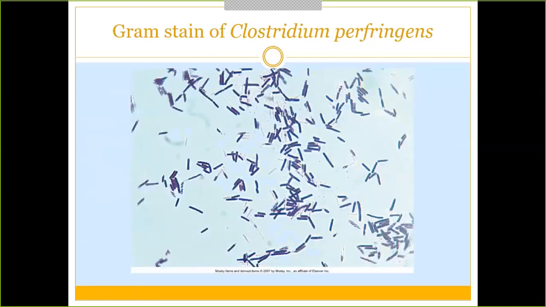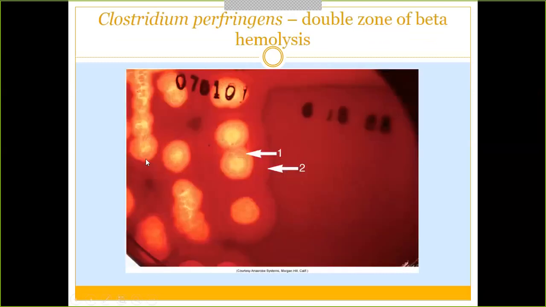And this is the gram stain of Clostridium. Overall, Clostridium tends to be large gram-positive rods, just like Bacillus, that form spores. You can't really see the spores in them very well, but again, large gram-positive rods. And then here is the double zone for Clostridium perfringens of beta hemolysis. So it shows you zone 1 and zone 2.